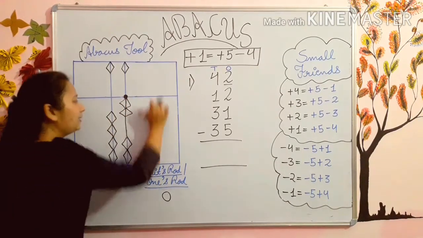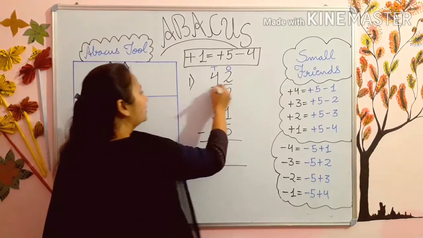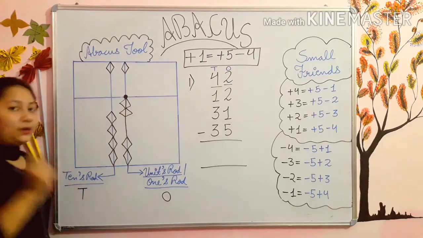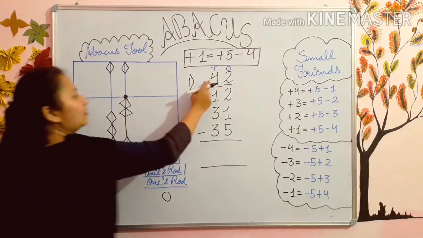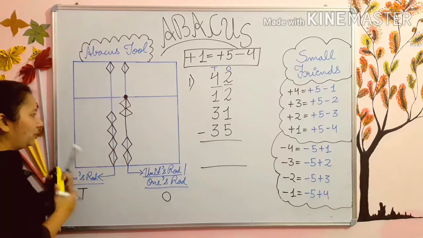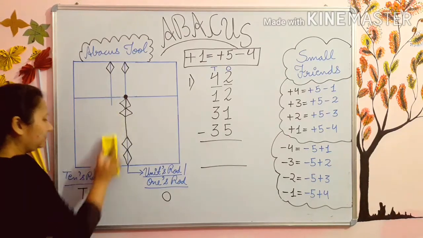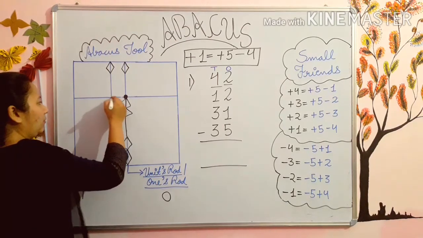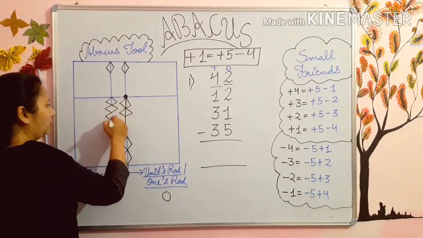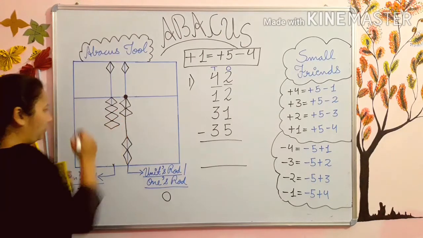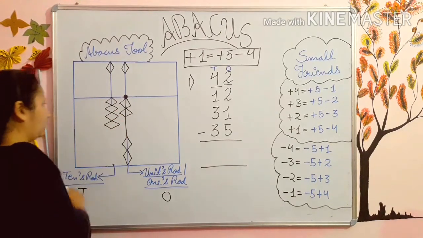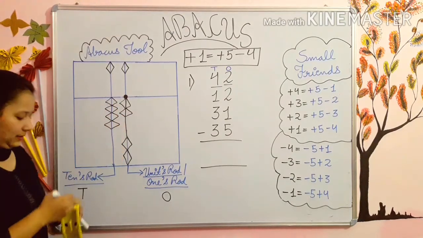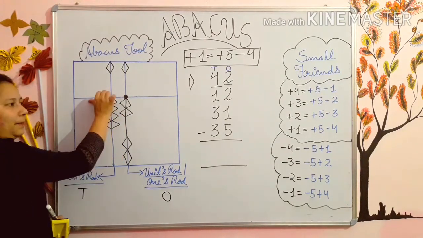See, 2 beads up. Now next is 4. 4 will go in tens rod and no sign means add. So 4 we have to add, means 4 beads up in tens rod. 1, 2, 3, 4. Is it fine? 4 beads up.